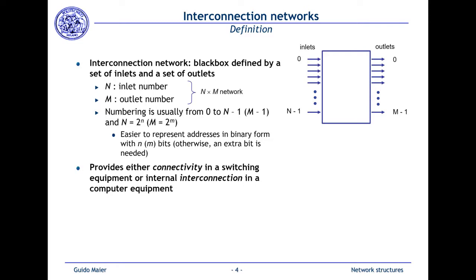What is the function of this device? You find it in different places, and what is more related to this course is the case where they are located inside switching equipment, so a router or a switch. In this case we say that the switching matrix provides connectivity inside the switching equipment. But you can find these devices also, for example, in high-performance computing machines, where they are called interconnection devices, and they provide interconnection inside the computer to interconnect the different modules that make up the computer architecture.